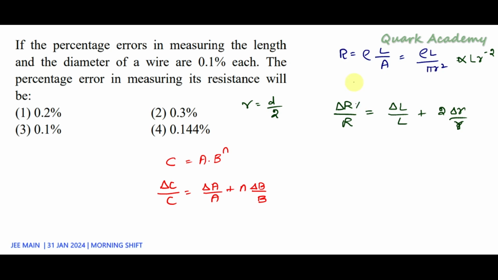So since we need percentage error, let's put it in terms of percentages. So delta R by R percentage is equal to delta L by L, and this is 0.1 percentage, plus 2 into delta R by R, which is similar to the diameter, 0.1 percentage. So we'll get 0.3 percentage. Second option is the correct answer.